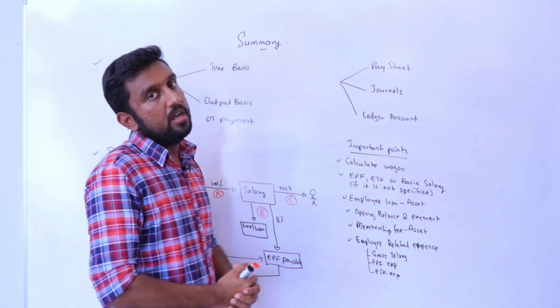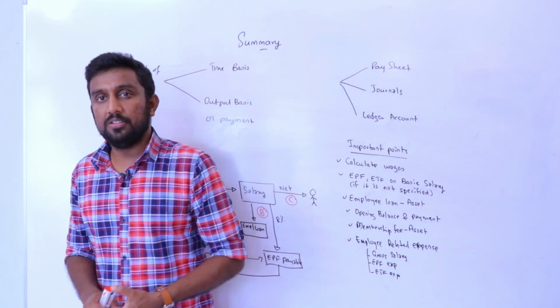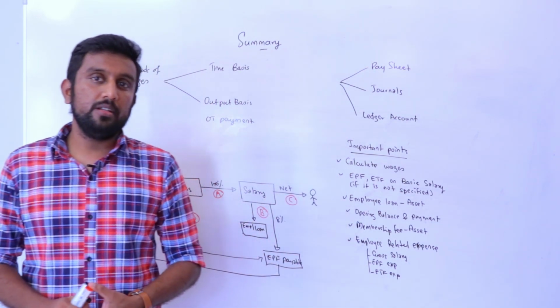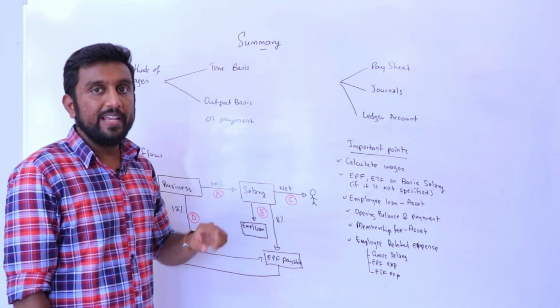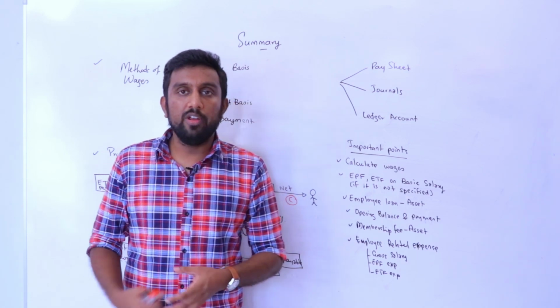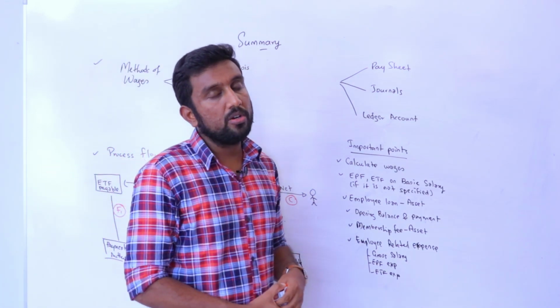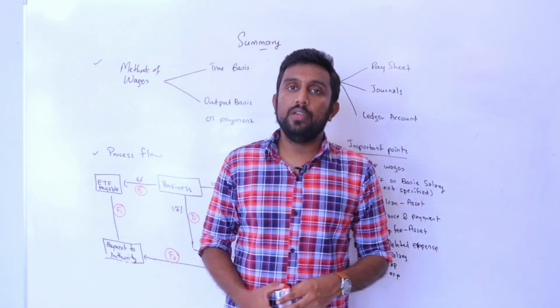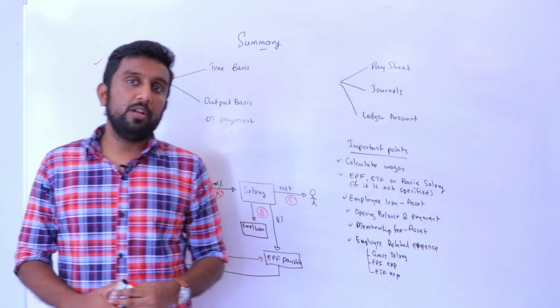EPF payable deduction means the employee contribution. Double entry is salary control account debit, EPF payable account credit. Then net salary, we have two options. We can pay by cash at the end of the month, or we'll pay in the next month. If you are paying by cash, double entry is salary control account debit, cash account credit. If you are paying in the next month, double entry is salary control account debit, salary payable account credit.